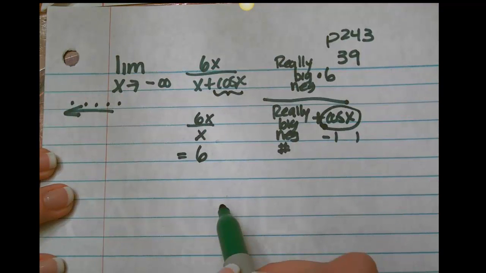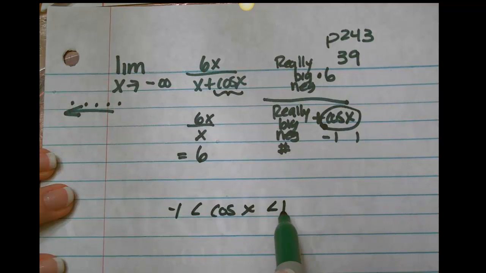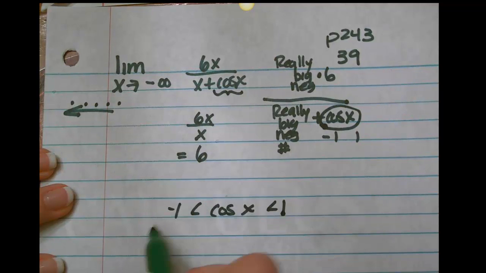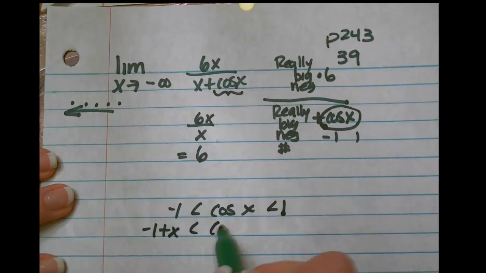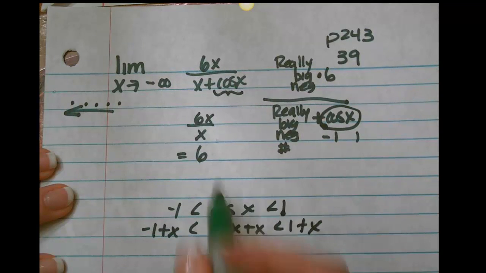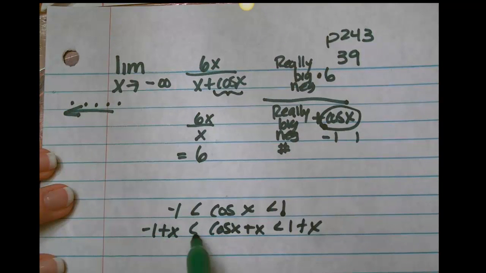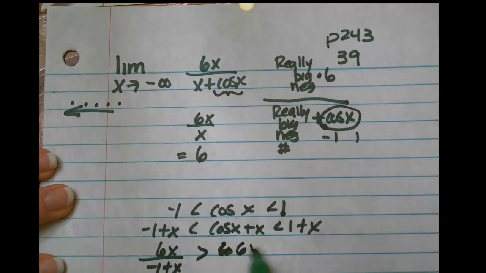If you wanted to do it formally using squeeze theorem, we know that the cosine of x has to be between -1 and 1. And then I am going to add x to every part of this inequality. All right, and then if I want to reciprocate them all and multiply by 6x, then I have to switch the sign. So I would have 6x over -1 plus x is greater than 6x over cosine x plus x is greater than 6x over 1 plus x.